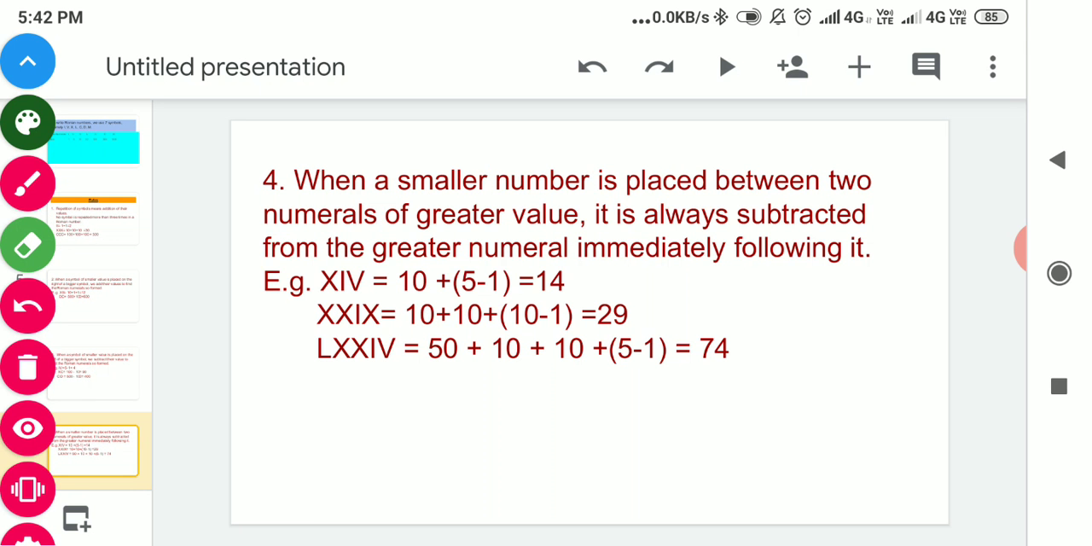Rule number 4. When a smaller number is placed between two numerals of greater value, it is always subtracted from the greater numeral immediately following it. Example, XIV.